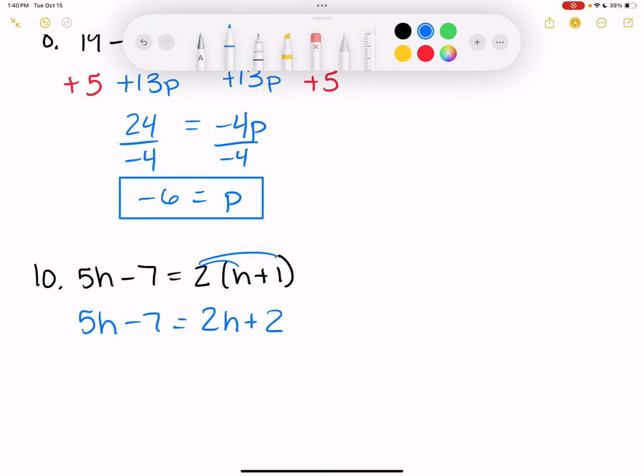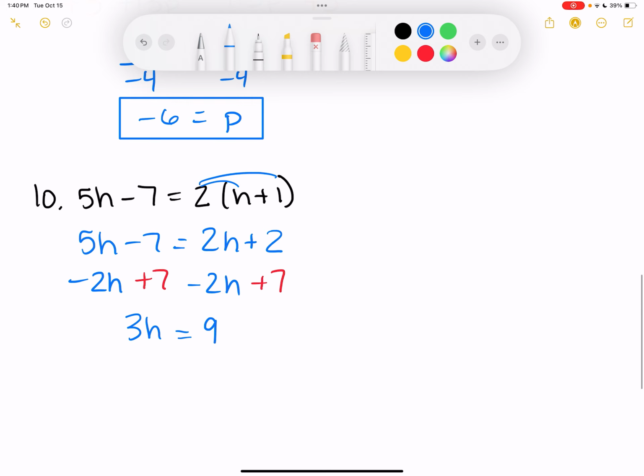Now what do I do? Subtract 2h. What else can I do? Add 7. Stuff has to go opposite. So then 5h minus 2h is 3h. 7's cancel. On the other side, 2h's cancel. 2 plus 7 is 9. So I have 3h equals 9. Divide by 3 on both sides. So h equals 3.